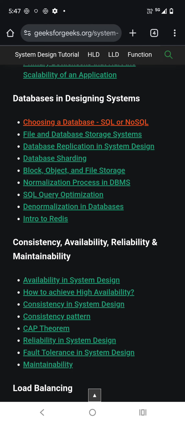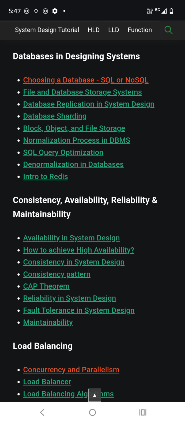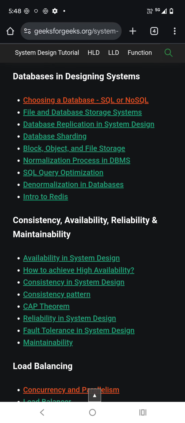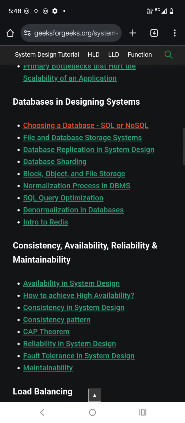So I hope you understood what SQL and NoSQL are. I don't want to discuss all of these in detail. You can see here database replication in system design. Definitely we will replicate the databases in system design whenever we are increasing multiple servers. And SQL query optimization and denormalization are sub-concepts. You don't need to know all these things in depth, but keep in mind when you are designing a system that you need to decide whether it is SQL or NoSQL.